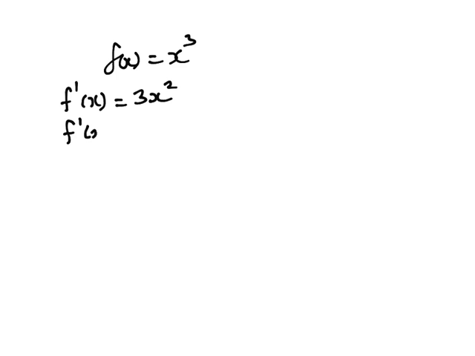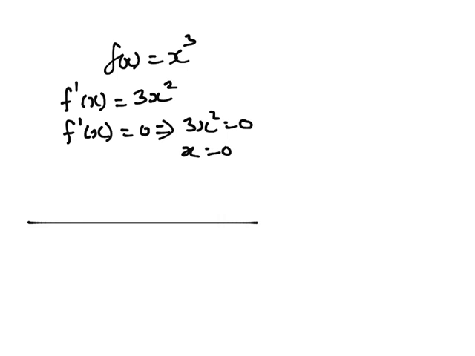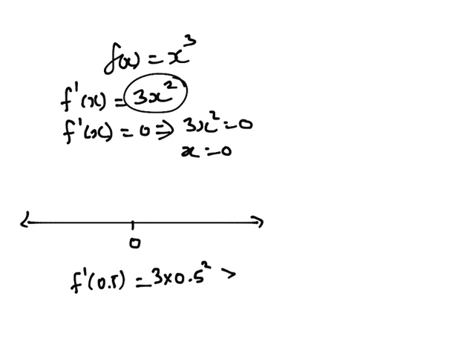Let us see f of x equal to x cubed. So what will be f dash of x? f dash of x is 3x squared. Then I'll equate f dash of x to 0. So f dash of x equal to 0 implies 3x squared equal to 0, which means x equal to 0. So let me draw a number line. I'll write 0 here. Now let me take a value more than 0, let's say 0.5. So f dash of 0.5 will be 3 into 0.5 squared, which will definitely be positive.